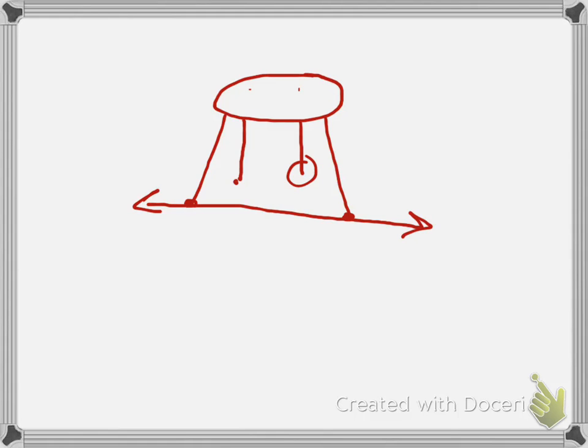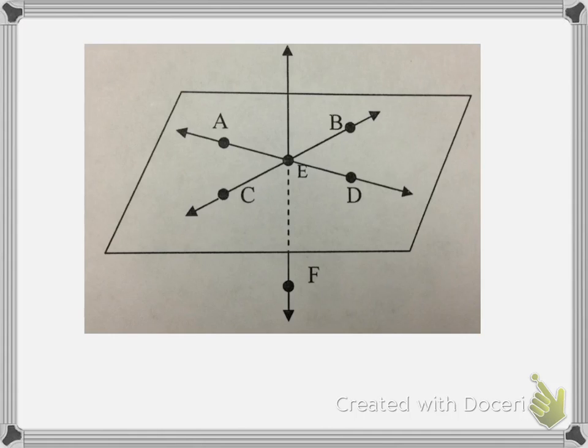So basically what that means is that if you have 4 points, they're not necessarily coplanar unless they are intersecting lines. I just want you to think about the three-legged stool thing. All right, so let's talk about number 3.